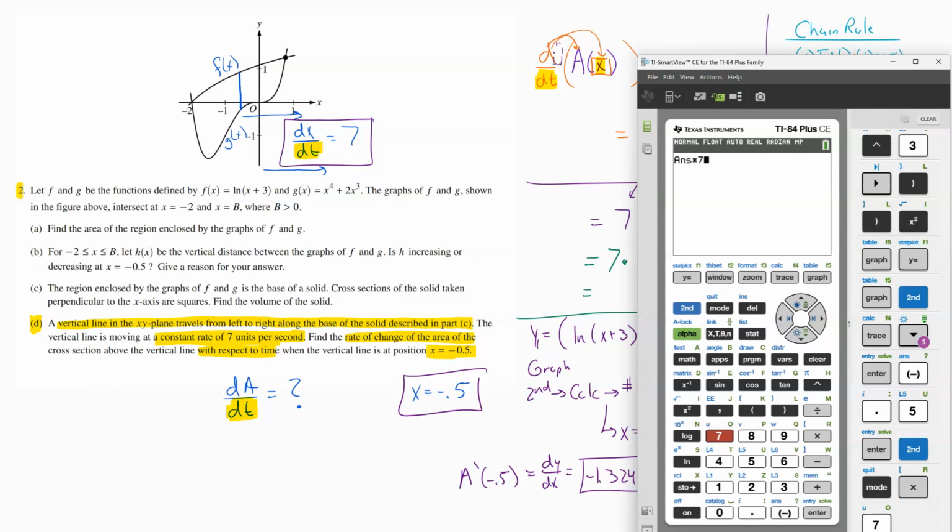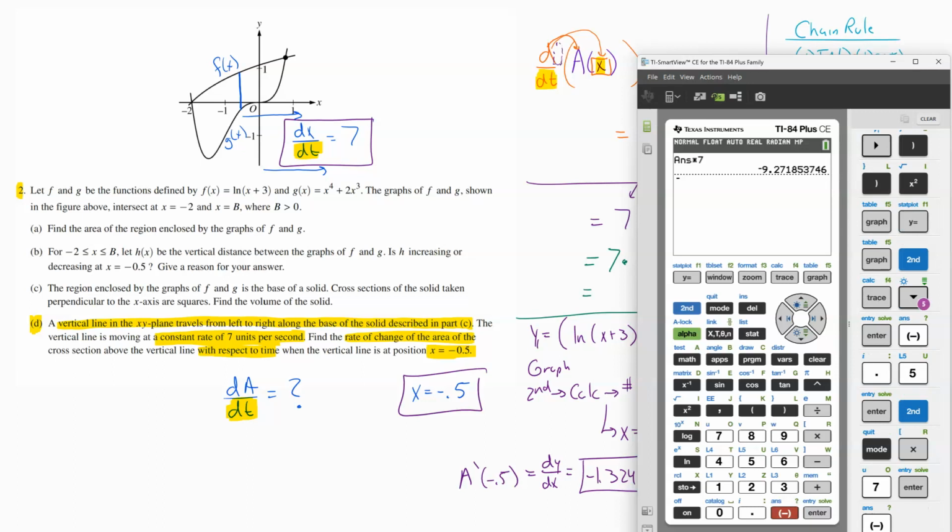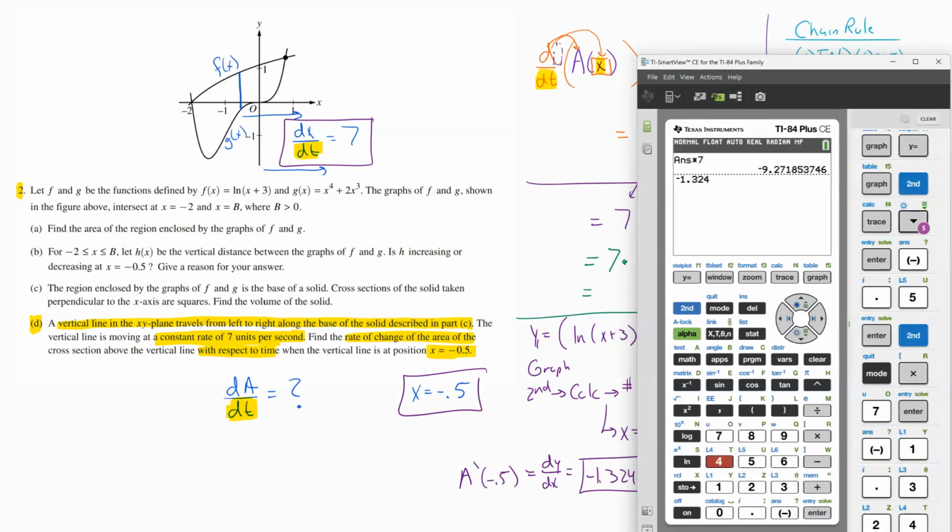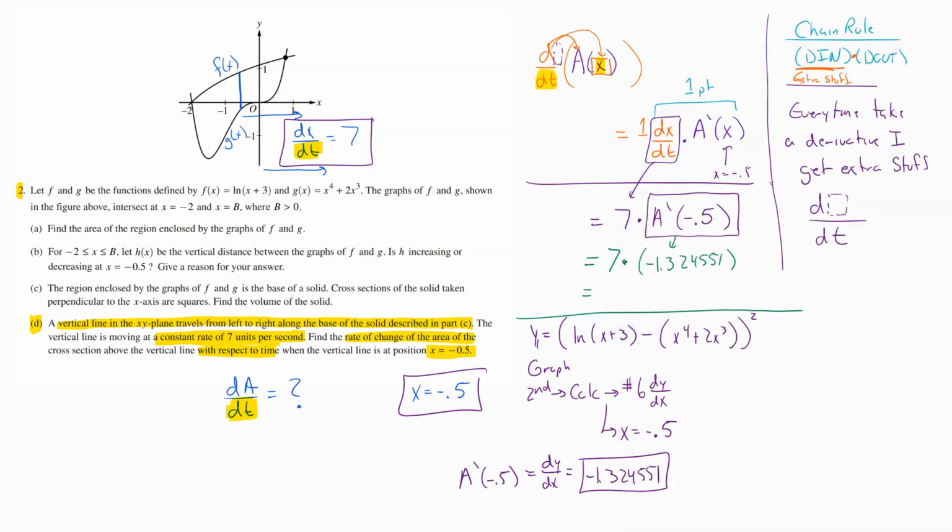Whenever you calculate something in the graphing area, it always stores that as your answer. So we could get that, or we could just come back in and type negative 1.324551 times 7. And we get negative 9.271857. Generally, for a final answer on these AP Calc tests, they just want it to 3 decimals. Keep it to 6 when you're doing your calculations, and then round it to 3 on your final answer. So we'd be looking at negative 9.272.